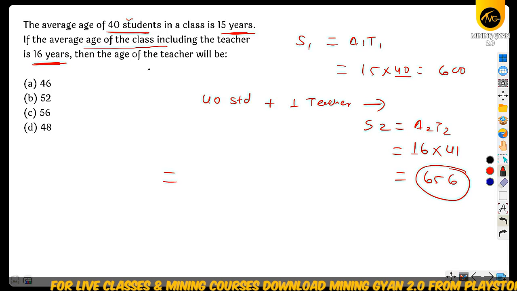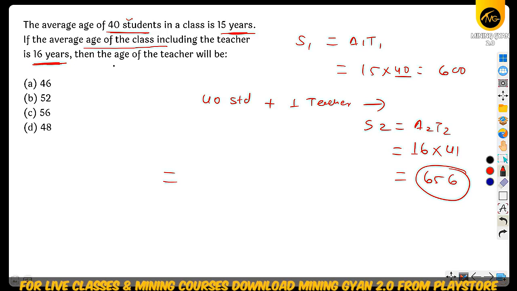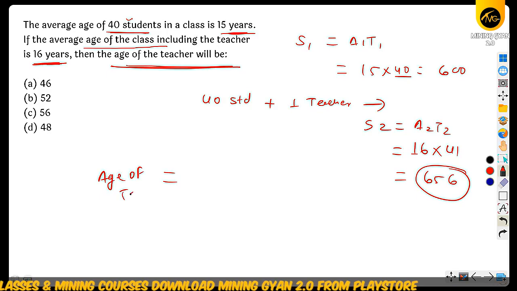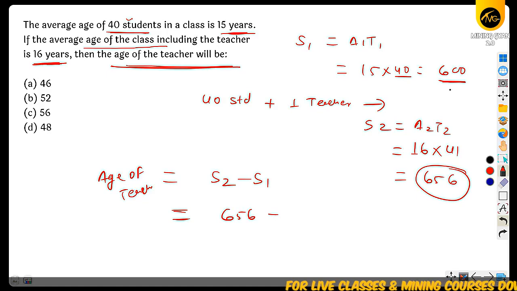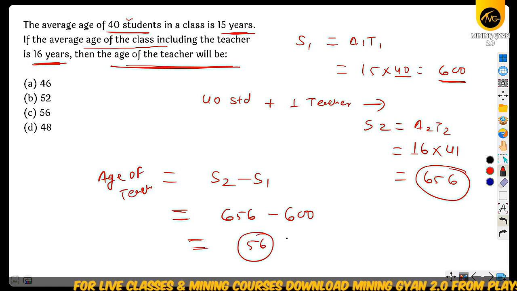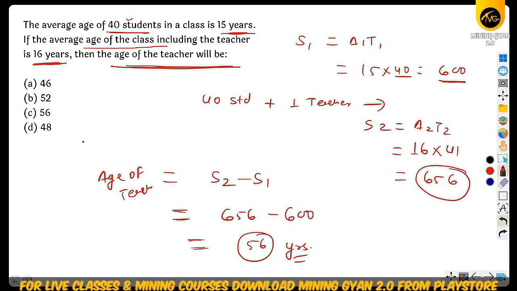And now the question is the age of the teacher, we have to find out the age of the teacher. So the age of the teacher is equal to just S2 minus S1. We have to subtract the value of S1 from S2. So S2 is 656 minus S1 is 600. Now what is the remaining portion? That is just 56. So 56 years is the age of the teacher. So option C is the correct answer.